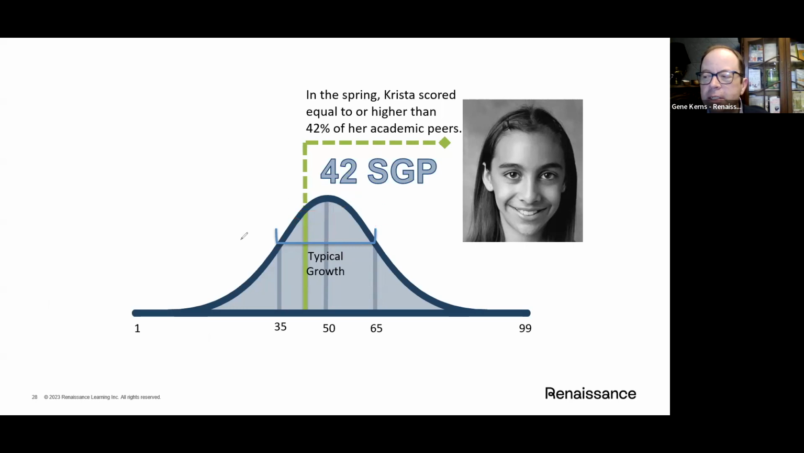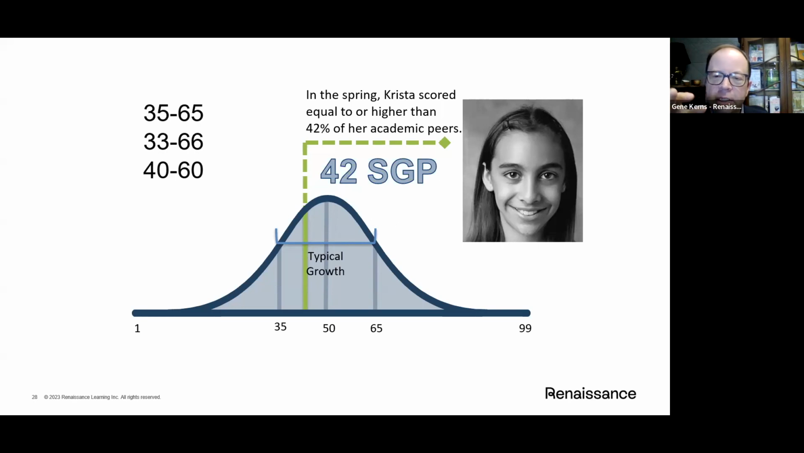So even though we say that a 50 is perfectly average, dead right on average, what most states and most accountability agencies have done is created a range. And they basically say anything between a 35 and a 65 we'll call pretty typical growth. Anything above 65, time to celebrate. Anything below 35, time to be concerned. I put 33 or 36. A couple of states have done that. I even saw 60 to 40.